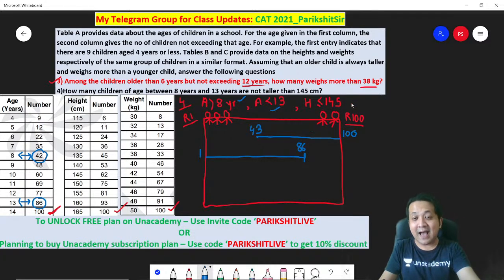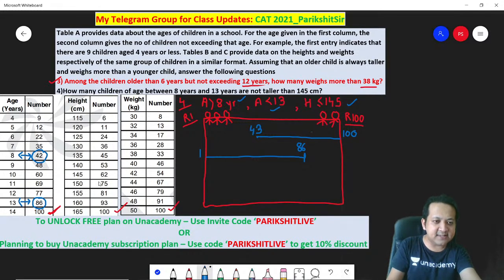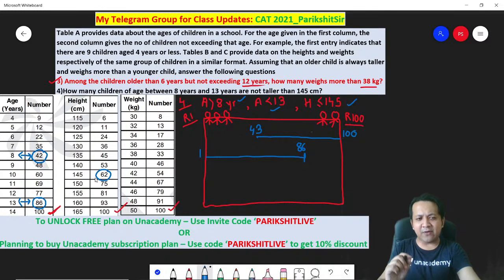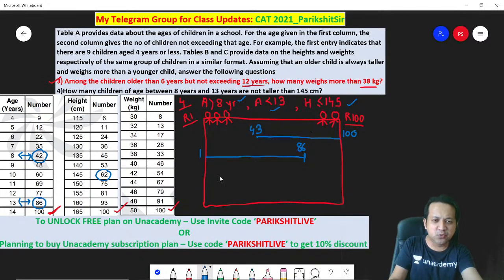And the last one. Height is less than or equal to 145. Please gather the number 62. How many children have height less than or equal to 145? 62 children. So directly given, 62. So I will say roll number 1 to roll number 62.